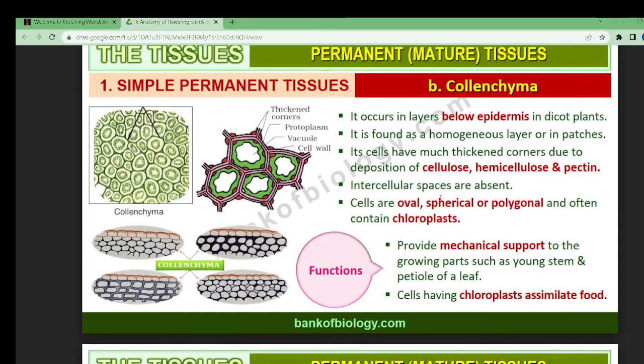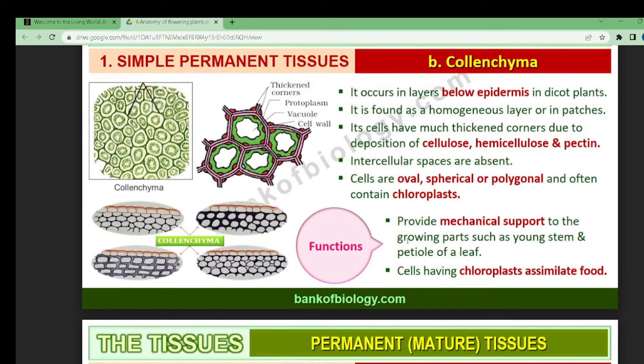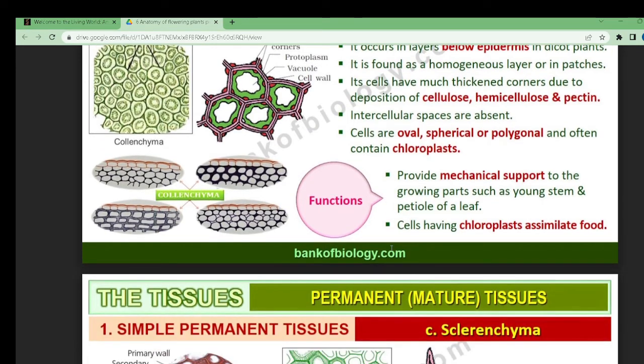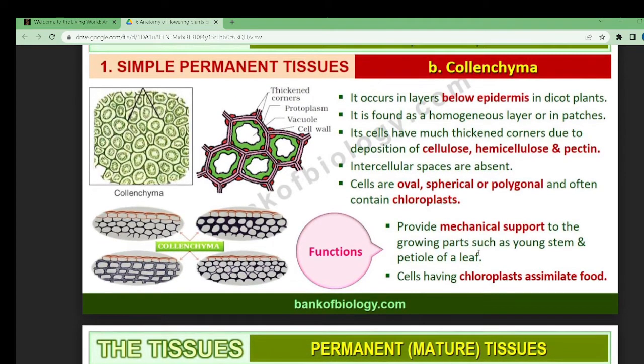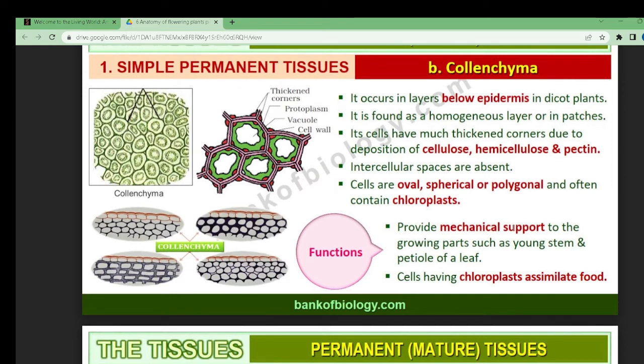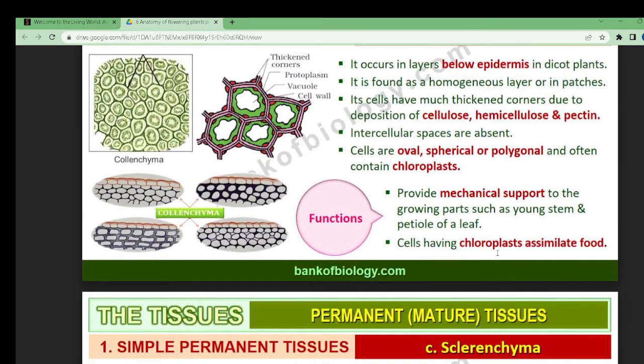Cells are oval, spherical, or polygonal, and often contain chloroplast. If they contain chloroplast, then they sometimes perform photosynthesis. They provide mechanical support to the growing parts such as the young stem and petiole of the leaf. As their cell walls are thick, they can provide mechanical support. Cells having chloroplast assimilate food, meaning they perform photosynthesis.